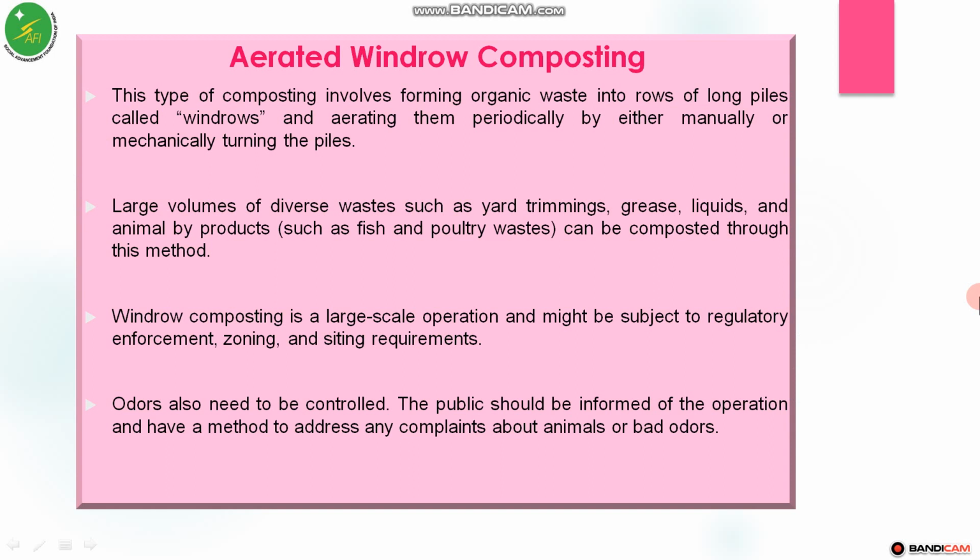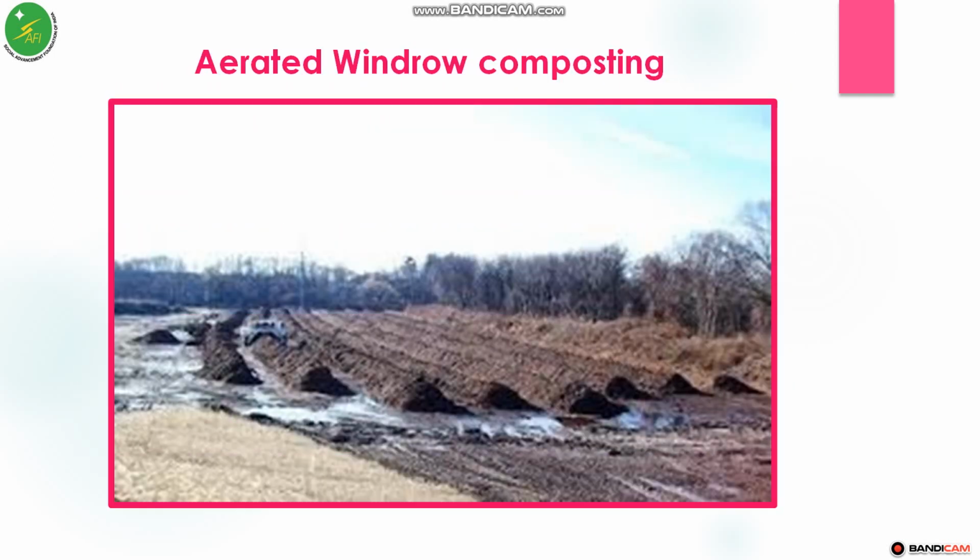Aerated windrow composting is another type of composting. It involves forming organic waste into rows of long piles called windrows, and it needs a large space for the degradation process. Also, it degrades a large diversity of waste like yard trimmings, grease, liquids, and animal byproducts, etc. So we have to be very aware of the odors coming out of this composting process. Here is a picture showing aerated windrow composting.